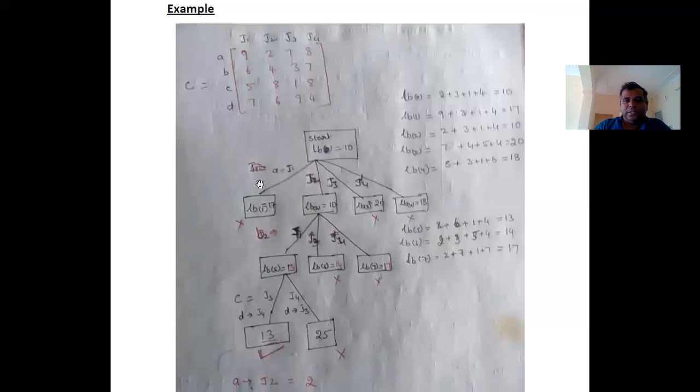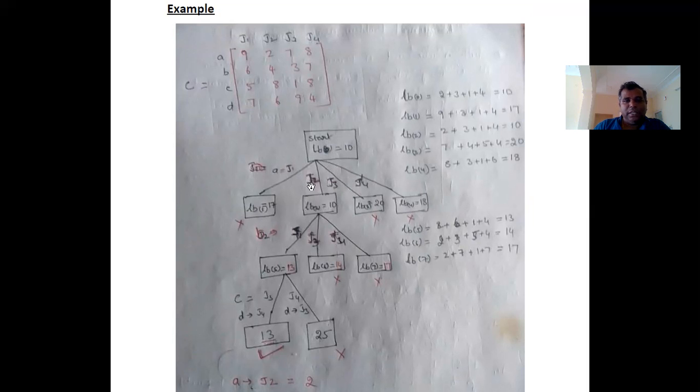If person A is assigned to job 1, what is the cost? 9. So delete the first row and first column, since the first value is assigned: job 1 to person A. What are the other assignments? Find the minimum value of the remaining rows and columns. The second row is 3, third row is 1, fourth row is 4. So the total cost is 17. The lower bound value of node 1 is 17.